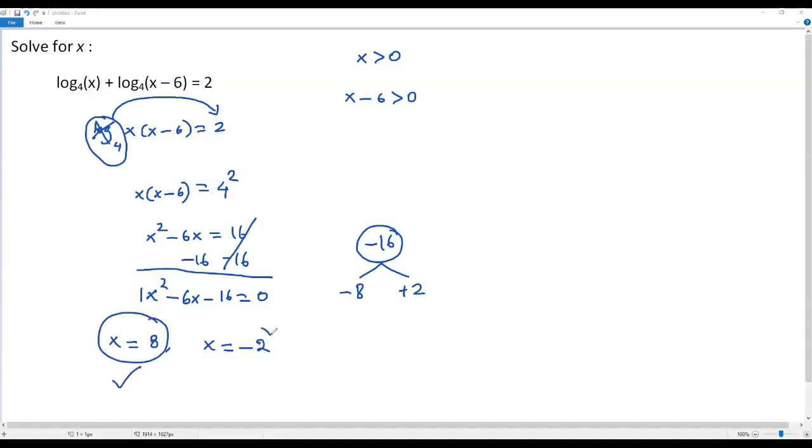Okay, what about the second one, x equals negative 2? When I plug in x equals negative 2 into the first logarithm, the argument becomes negative. So we cannot accept that, since x equals negative 2 makes the argument of the first logarithm negative. You don't have to verify with the second one. Even this value of x does not satisfy the first logarithm, so we can reject this one. Therefore, the solution for the given logarithmic equation is x equals 8.